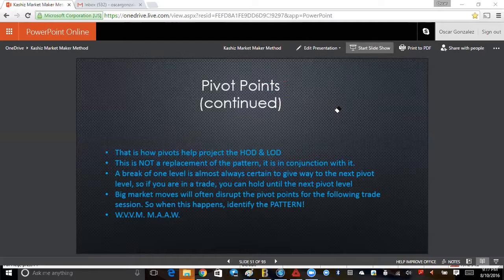A break of one level, like I explained earlier, is almost always certain to give way to the next pivot level. So if you're in a trade, you can hold until the next pivot level. Also keep in mind, like on NFP, you see how it did a monster move, like 200 pips. Big market moves will often disrupt the pivot points for the following trade session. So when this happens, identify the pattern: W, V, M, M, A, W. They do not fail. It's like a mini reversal.